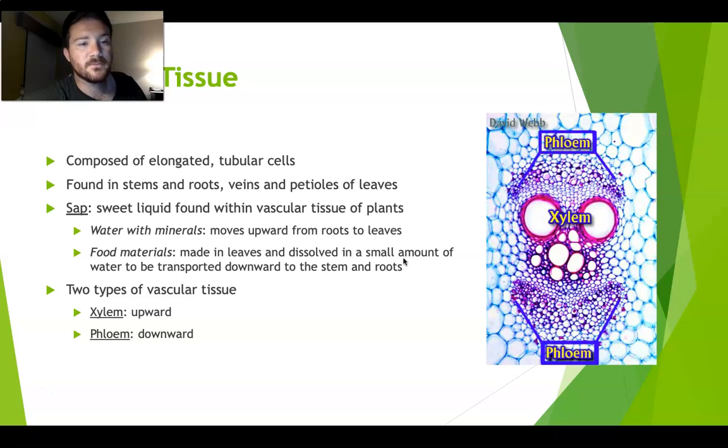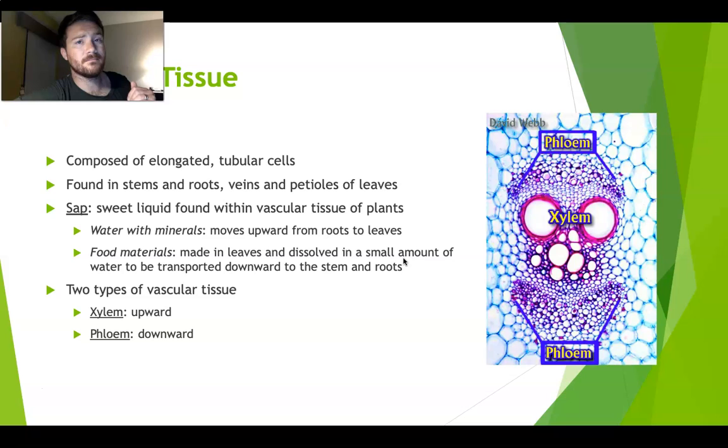And sap comes in different forms. You have water with minerals. You also have food materials. And some sap is kind of tasty, like maple sap. We can go through a certain process of transforming that into maple syrup that we can consume and enjoy on our pancakes. But really, there are two types of vascular tissue. You have the xylem, which transports water upwards, and you have the phloem, which transports sugar downwards.